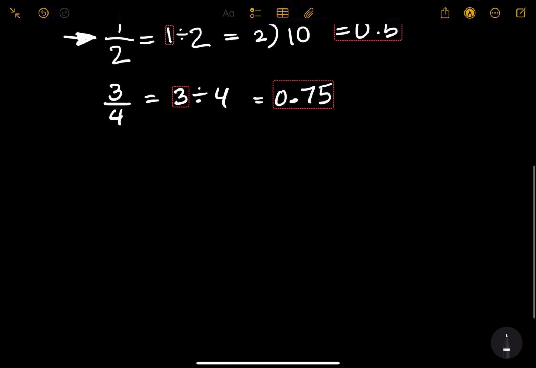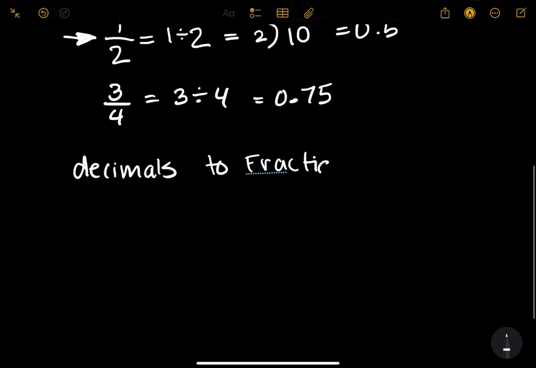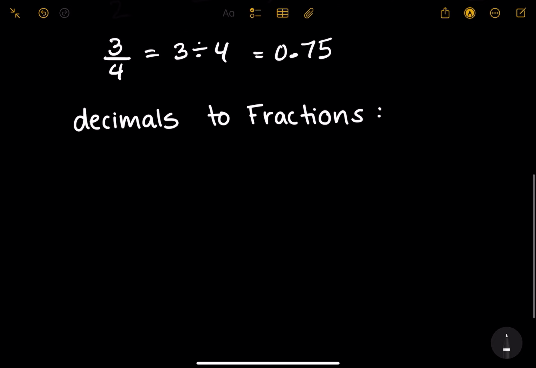Now we're going to talk about converting decimals to fractions. Write it over 10, 100, or 1000 and then simplify. So to convert a decimal, let's say we have the decimal 0.6. We write it over 10, 100, or 1000 and simplify.